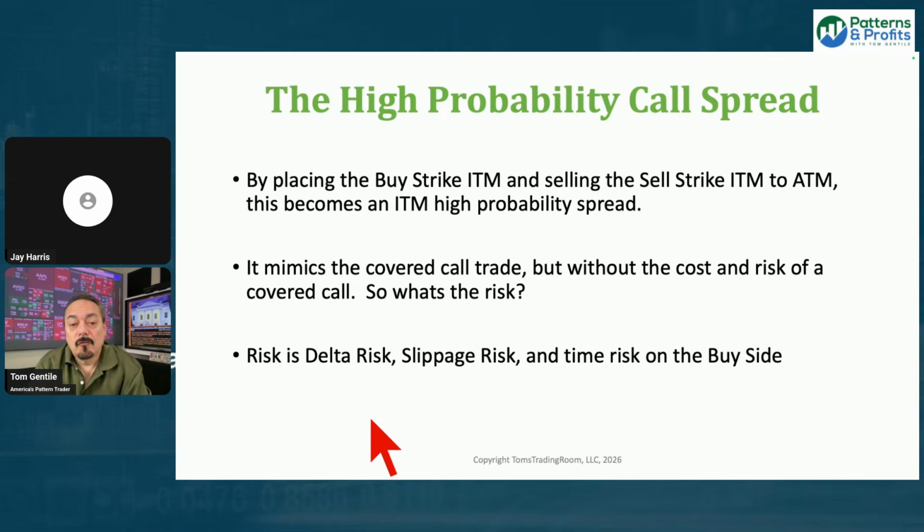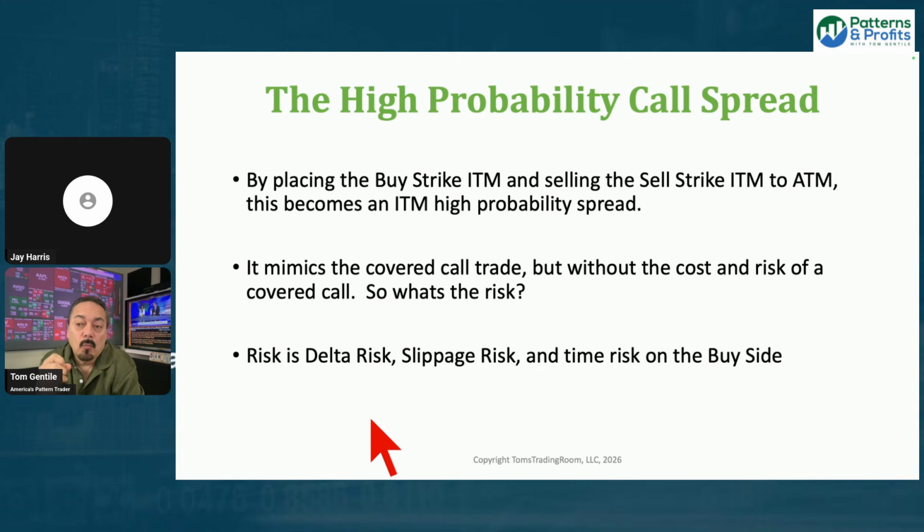What we're doing is, instead of the stock price, we're going to buy an in-the-money call option, right? And maybe a deep in-the-money call option. Then you sell the in-the-money to at-the-money strike, and that becomes your high probability spread. So it mimics the covered call trade, but without the cost and the risk of the covered call. So we look at what's your risk? It's your delta risk, it's your slippage risk, and time risk on the buy side.